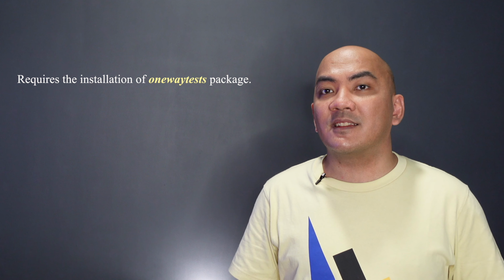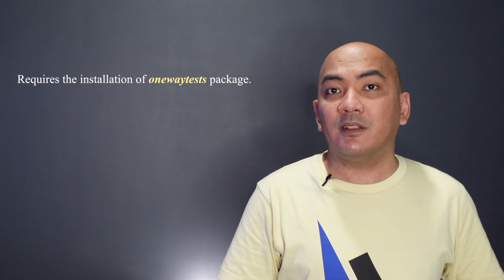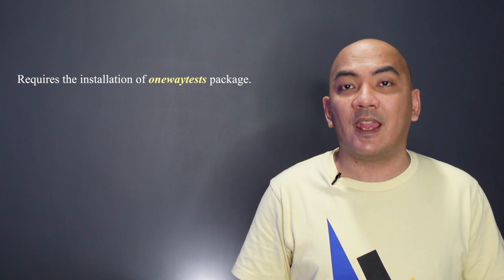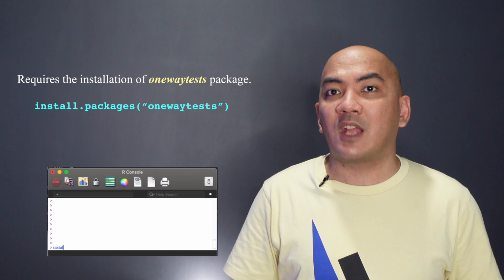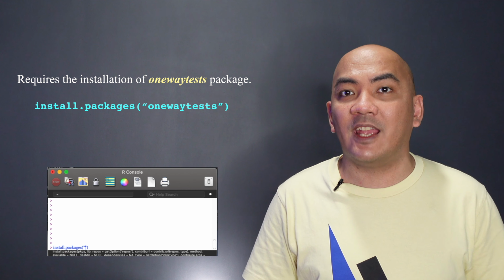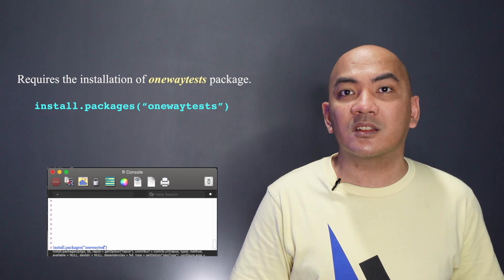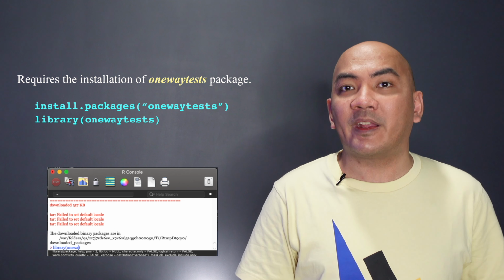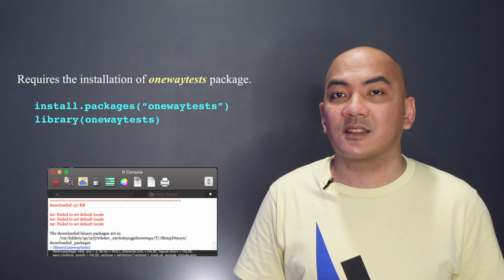But before we start, since the Welch analysis of variance is not a built-in function in R, we have to install a package which is called oneway.tests. So to do that, we have to type install.packages and in parentheses and quotation marks, oneway.tests, followed by library and in parentheses, oneway.tests.